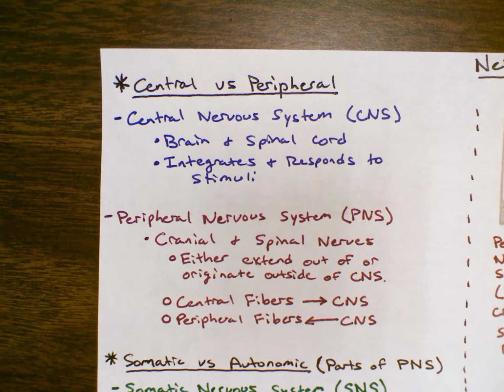In order to be classified a peripheral nerve, it has to in some way extend out of the central nervous system. So it either has to start in the central nervous system and terminate outside of it, or start outside of the nervous system and terminate inside of the central, or start and terminate both outside of the central nervous system. So it needs to in some way be separate from the brain or the spinal cord.